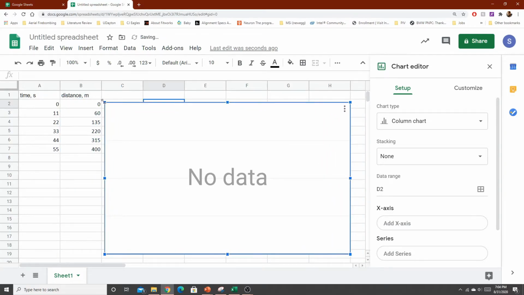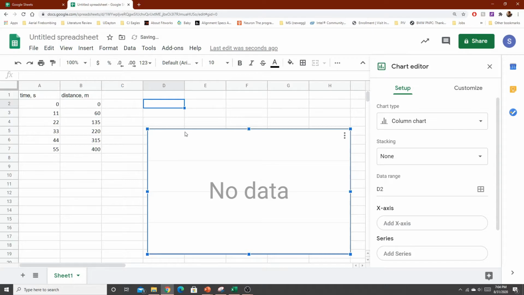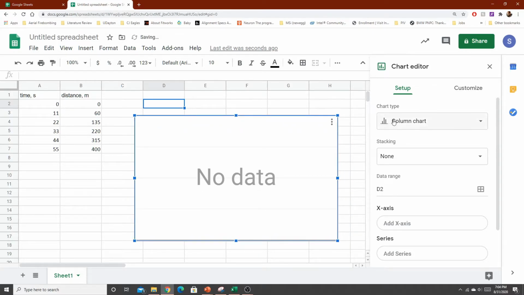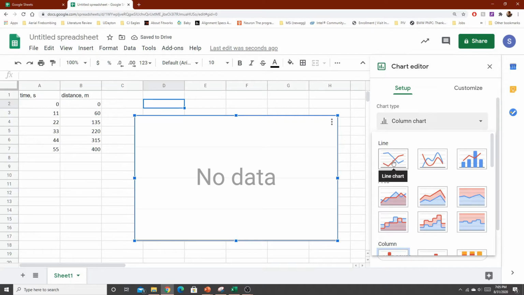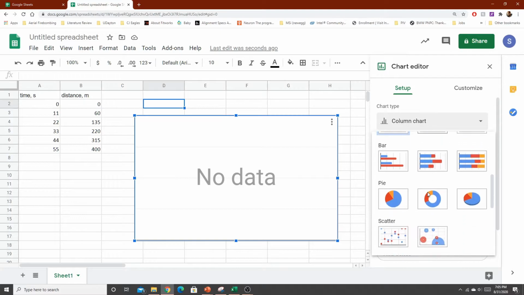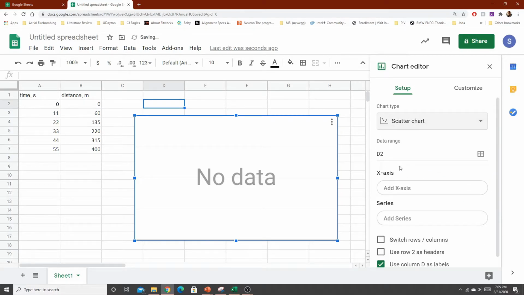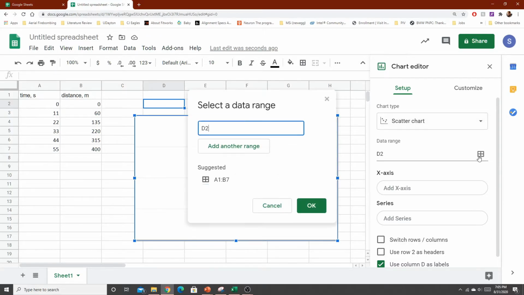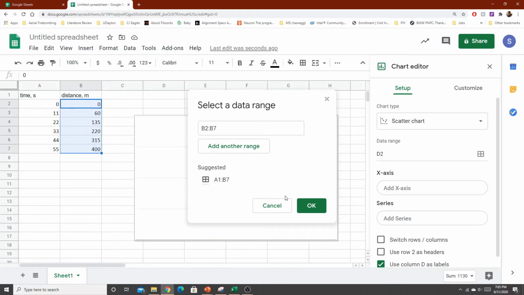Let me resize this. This chart is inserted right here, and you can select a different chart type here. Now there's this line plot, there is this area plot. I usually like to work with scatter plot because it's easier to do. So what I can do now is select my data range. In my data range, I don't need this. This is not right. So I can do my distance, right?